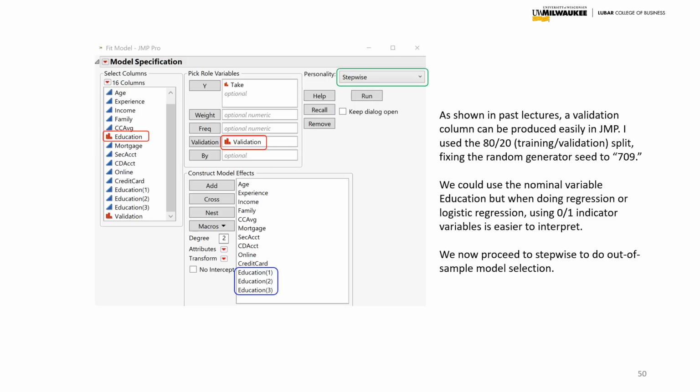Given we have 5,000 observations here, I'm going to data split. I did an 80-20 split. I used the random seed of 709. Again, that seed is your own choice, just as long as you communicate that to the readers. I then proceeded to create indicator variables off the education nominal variable. We do indicator variables in logistic regression as we do in standard regression. Gave the validation column here, gave the take variable as the y here, and went with stepwise.